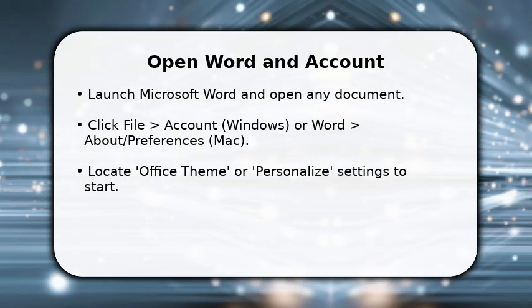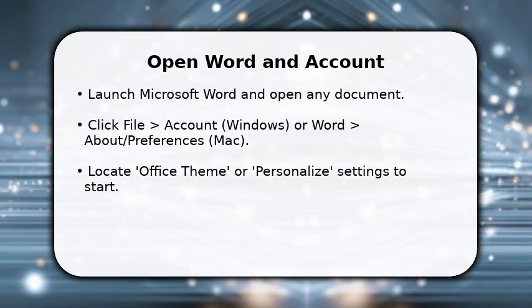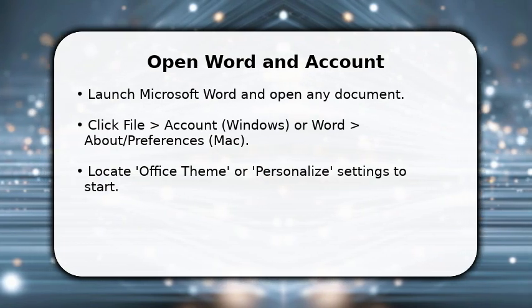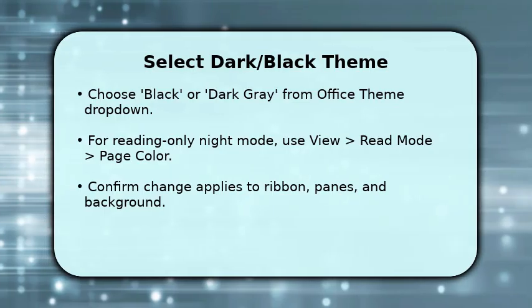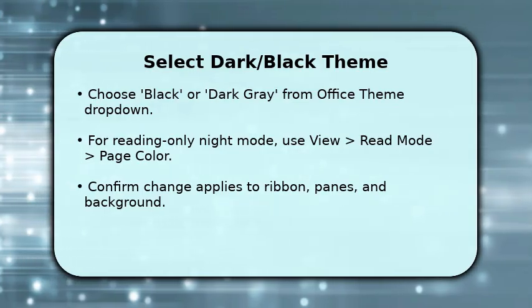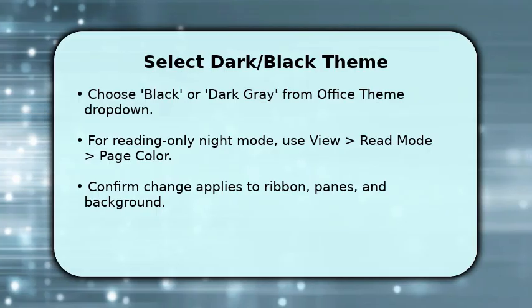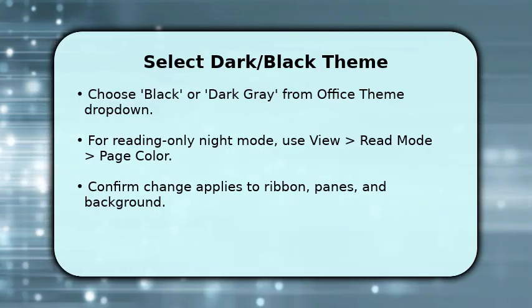Once you've located Office theme, keep the menu open for the next step and make sure you have a recent Word update. Now actually change the theme. From Office theme, pick black for maximum contrast or dark gray for a subtler change. That toggles the ribbon, panes, and backstage to dark.